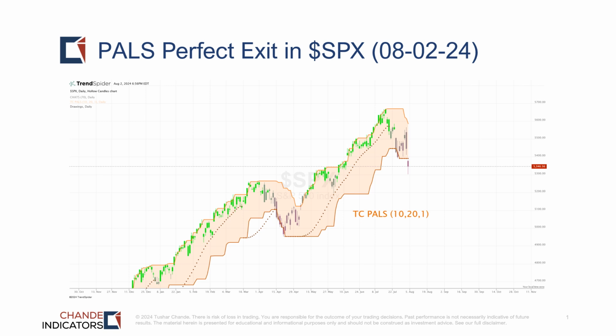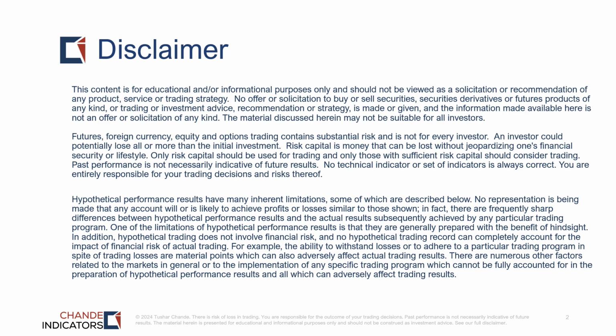The S&P dropped sharply in the week ending August 2024, and in retrospect my parabolic accelerating long stop, or PALS, exit gave us a perfect exit a couple of weeks ago. So let's dive in and see how it happened. A gentle reminder, past performance is not necessarily indicative of future results.